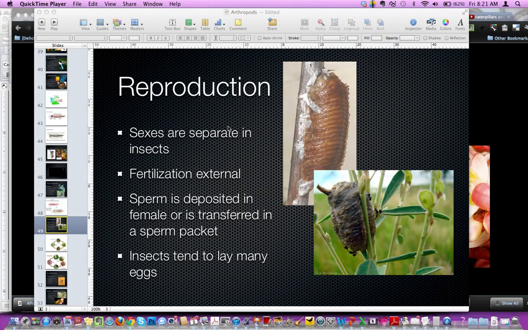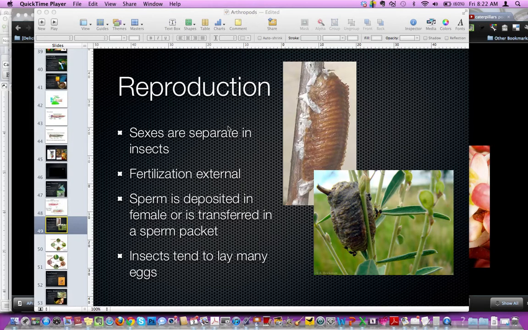So the first thing to keep in mind is our insects have separate sexes. And again, we will not see any animals the rest of the year that are hermaphrodites. We always have males and females. And a lot of times with our animals, several of them are easy to tell apart. So when the male fertilizes the eggs, it is external fertilization. He will pass his sperm to the female, typically using his abdomen. And either he'll actually deposit in an opening in the female or he'll transfer her a sperm packet.